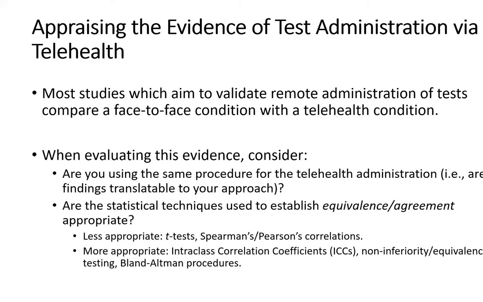Spearman and Pearson correlations are also not that helpful. Well, they're helpful to a degree, but if someone consistently scores 10 points lower face-to-face as opposed to telehealth, you'll get an almost perfect correlation because it's consistently lower or higher. So those correlations can artificially make things look better. What you're really looking for are intra-class correlation coefficients, which look not only at patterns of similarity but also whether people are getting similar scores across conditions, along with equivalence testing and qualitative methods like Bland-Altman plots, which show patterns of similarity between conditions. You can get quite nerdy with all these stats. I'll leave it there, but it's important to think about what the higher quality statistical methods are.